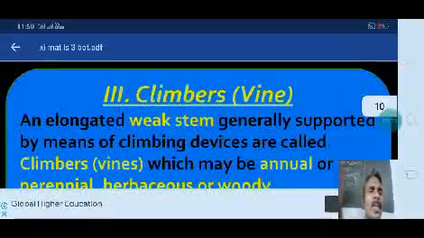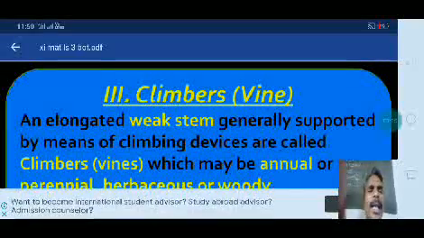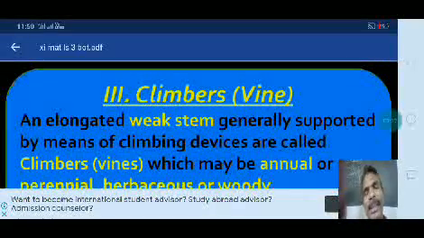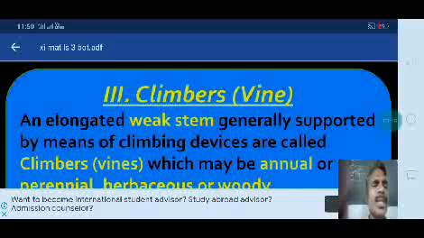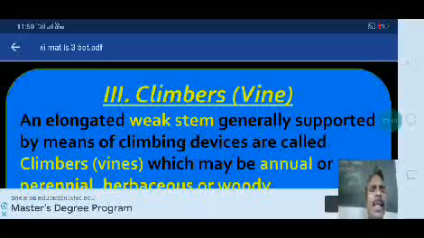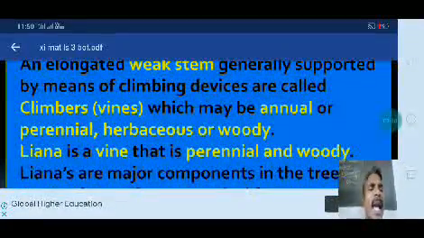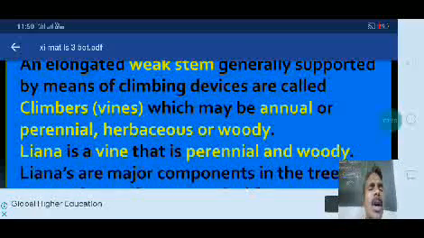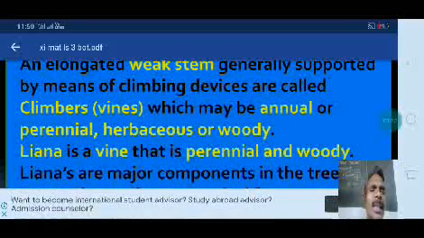The next one, climbers, or vines. Here there is an elongated weak stem. Climbers mostly have a weak stem part. An elongated weak stem generally supported by means of climbing devices is called a climber or vine, which may be annual or perennial, herbaceous or woody.